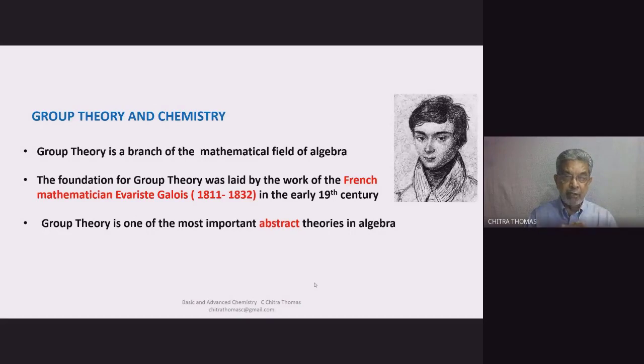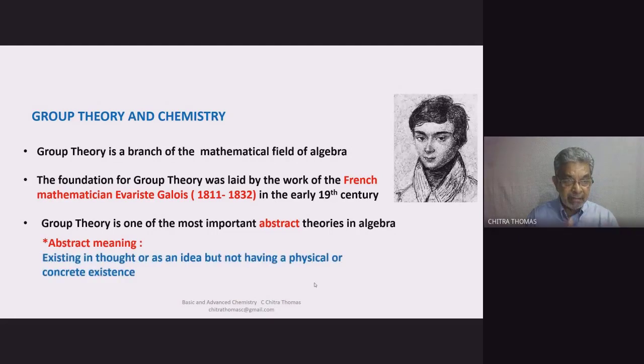I expect you to know the meaning of the term abstract. So, I'm giving the meaning. Abstract means existing in thought or as an idea, but not having a physical or concrete existence. A typical example of a theory or a concept or a topic which is abstract in nature is mathematics. Then quantum mechanics is another abstract topic. So is group theory in chemistry.